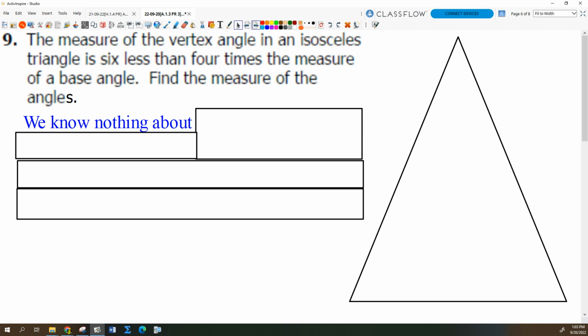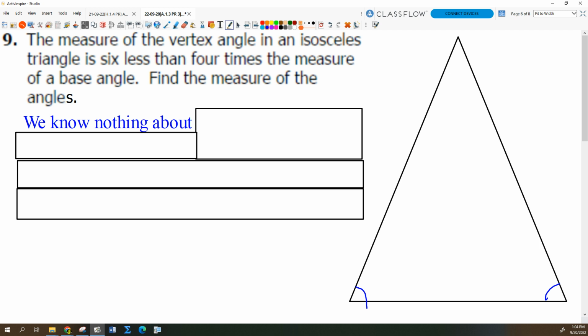So in this case, those would be these angles down here. Those are what we call the base angles. The vertex angle is the one oddball angle that's different. So here's one thing we know. Those two angles, the base angles, are congruent. Same angles. Okay, so let's try this again then. The measure of the vertex angle, so that's this guy, right? In an isosceles triangle is 6 less than 4 times the measure of a base angle.